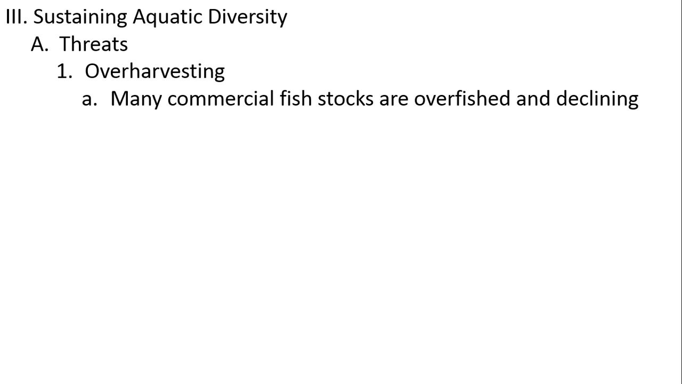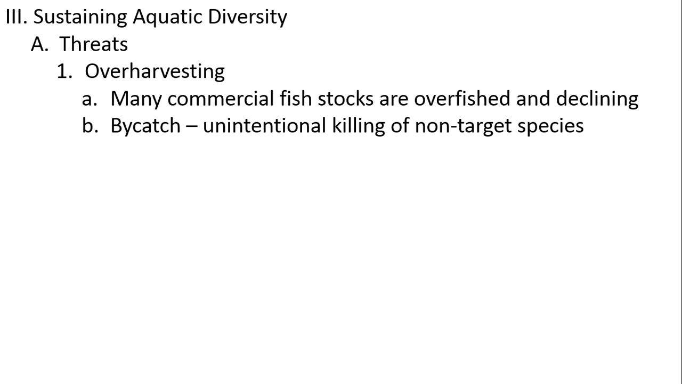Now we're going to switch to aquatic diversity and look at the threats. The number one threat would be overharvesting. Many commercial fish stocks are overfished and declining. In fact, I think the recent number would be 90% of all species in the ocean are commercially overfished. Not extinct, but they are losing their value and are not easy to catch anymore.